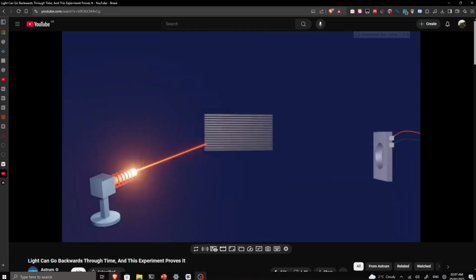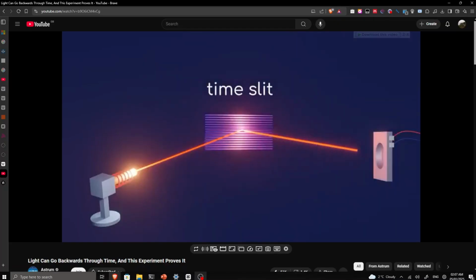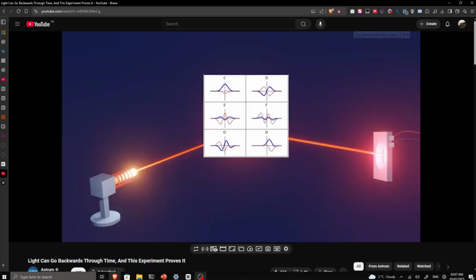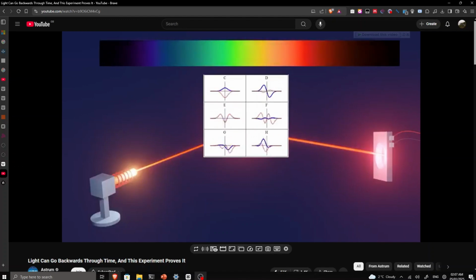They fired a laser at it, and then rapidly changed the material from transparent to reflective and then back again. This left only a slim window, a few femtoseconds, where the laser was reflected. They called this a time slit. They recorded what the laser looked like after it had been reflected, and found that its frequency had spread out a little bit in the process, but other than that, nothing too crazy had happened.